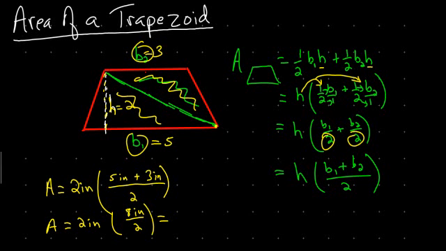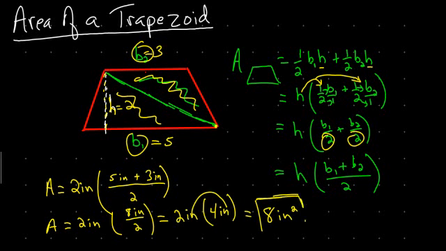So this is going to give me 2 inches times 4 inches, because 2 goes into the 8 divided by 2 is 4. And now I have 2 times 4 is 8. Inches times inches is square inches. Okay, so our area is always going to be in square inches.